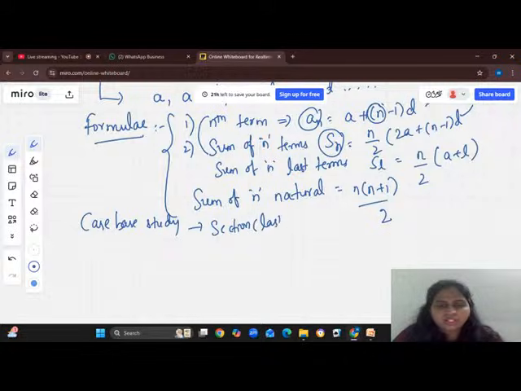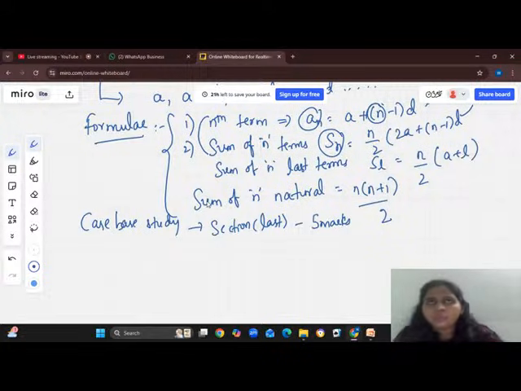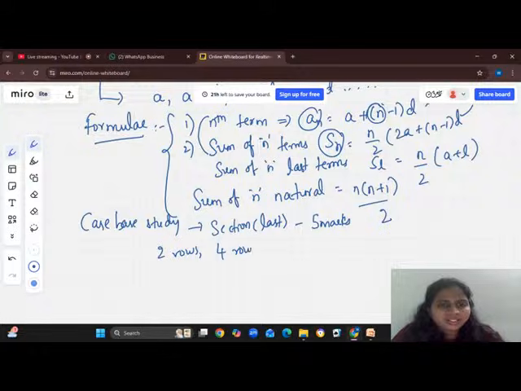Okay, the last section, which is for 5 marks. In that section, they sometimes include AP questions as well. One question was like this: there are 2 rows, 4 rows, and 6 rows, and in each row, 10 children were sitting.